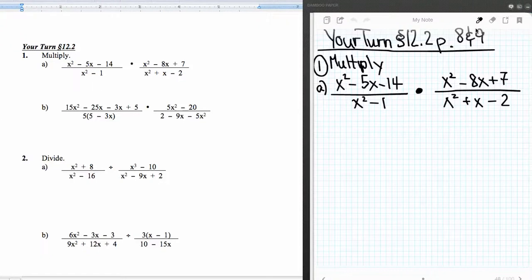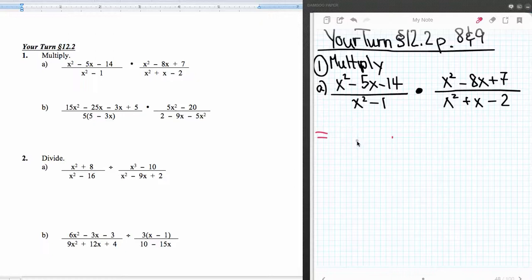All right, we're going to do the Your Turn problems in section 12.2 on pages 8 and 9. And I'm going to do them as problem number 1, then problem number 2, and then problem number 3, 3 separate videos. The first one here should be about 5 minutes, so that one won't be very long, but the other two might take a little bit longer.